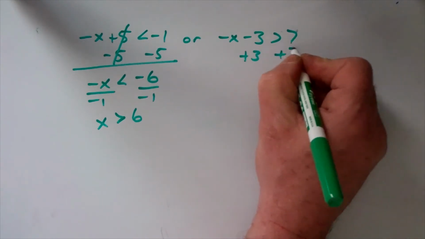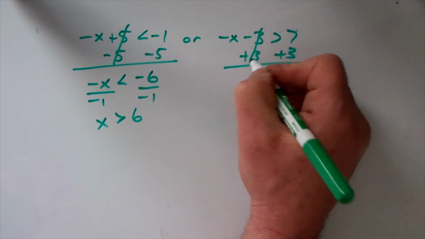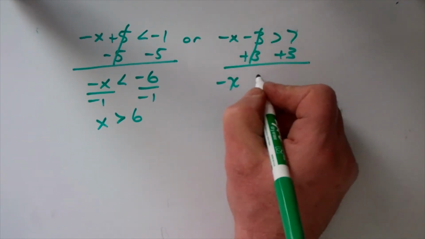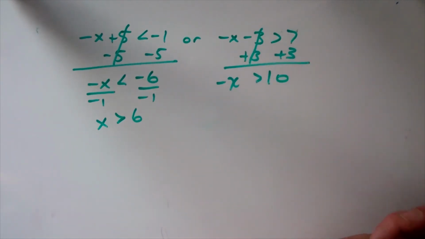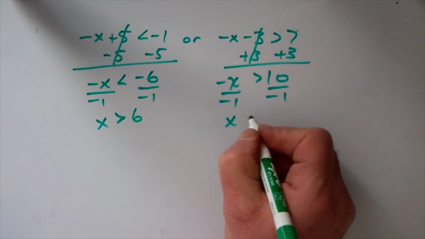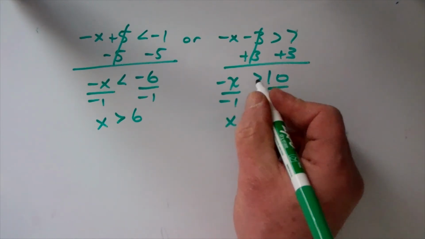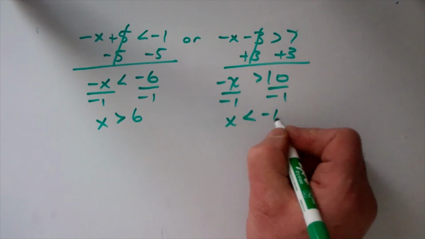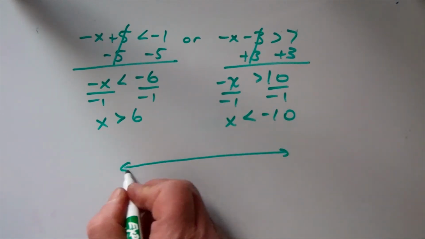And now over here I'm going to add 3 to both sides and end up with -x > 10. Again, I'm going to divide by -1 and end up with x is less than, remember to flip, x < -10.